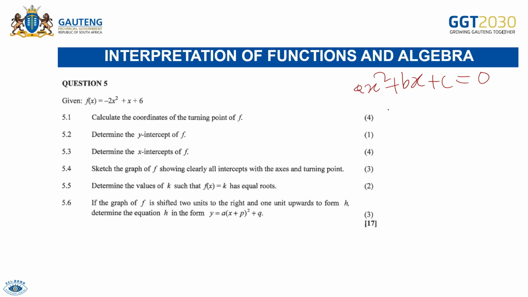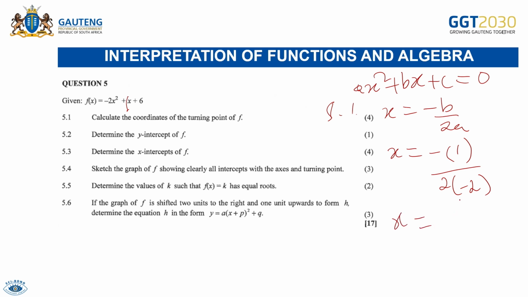We say x equals negative b all over 2a. So x equals negative b, and you know that your b is given as 1, all over 2 times a, which is negative 2. Then x equals negative 1 divided by 2 times negative 2. It is going to give you 1 over 4.